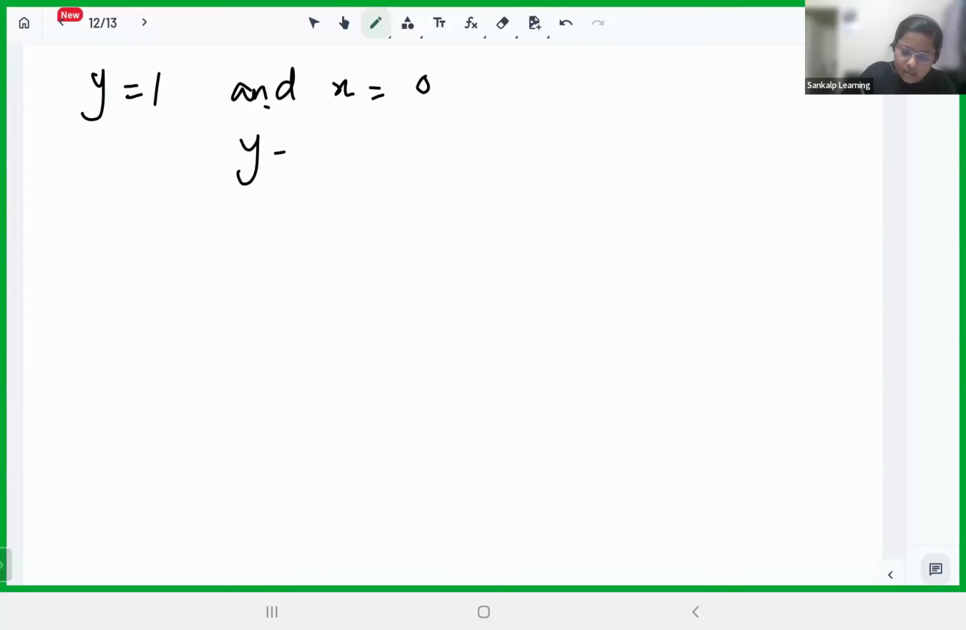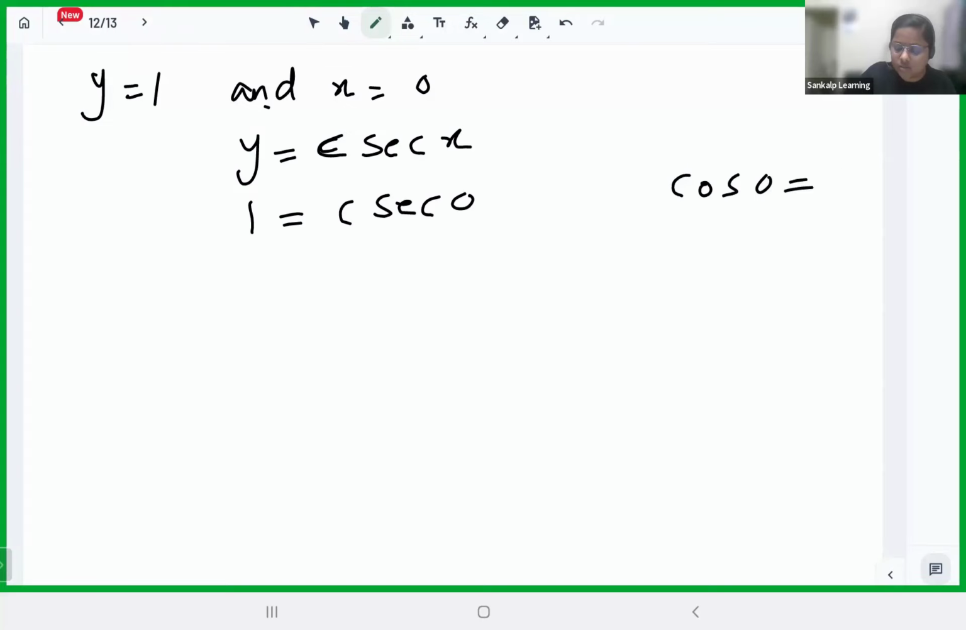Our general solution was y equal to c into sec x. So this is 1 equal to c into sec 0. What is sec 0? Think about cos 0. Cos 0 is 1, so sec 0 is 1, right? So 1 equal to c into 1, which means c equal to 1.